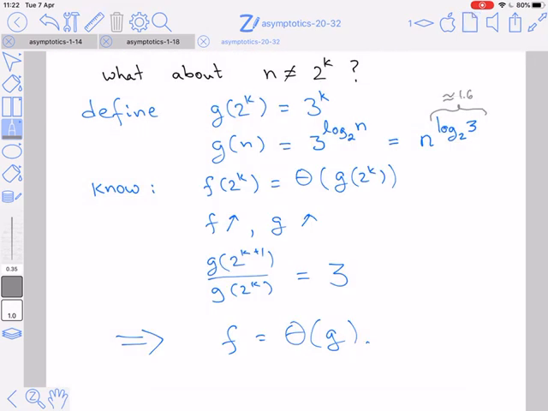Now, what do we do when n is not a power of 2? Let us define g of 2 to the k to be 3 to the power of k. Okay?